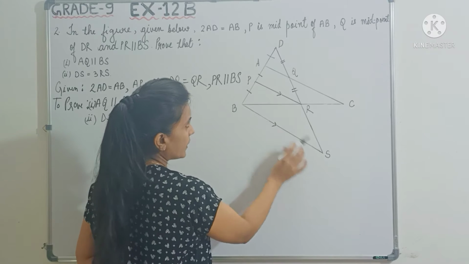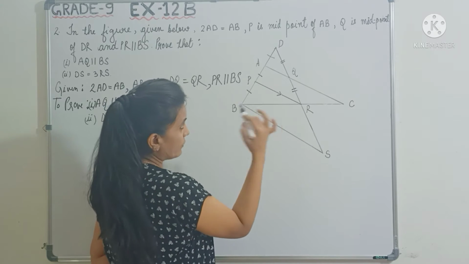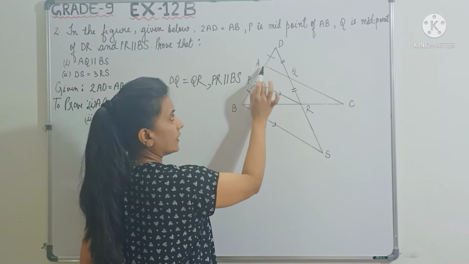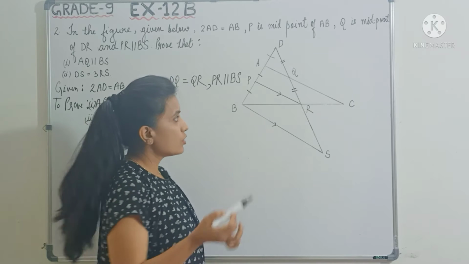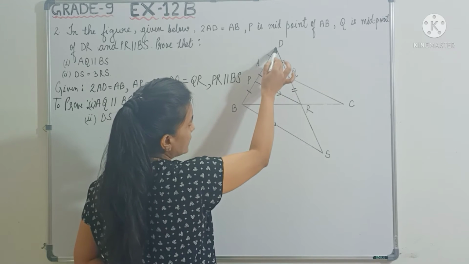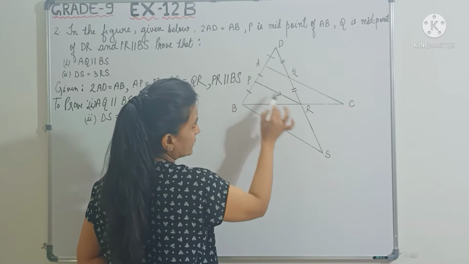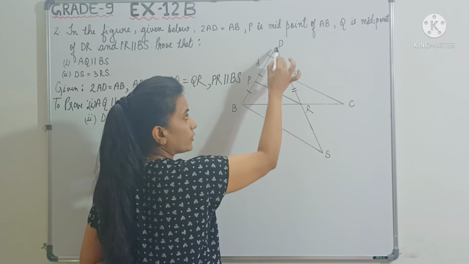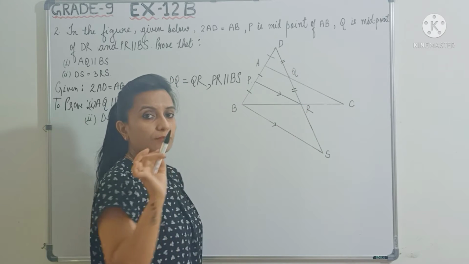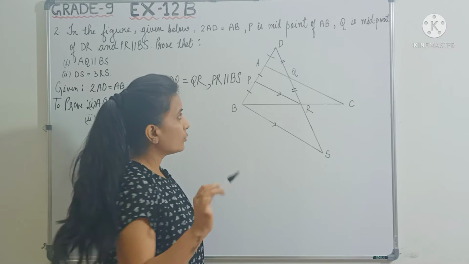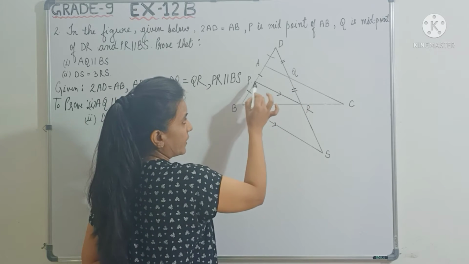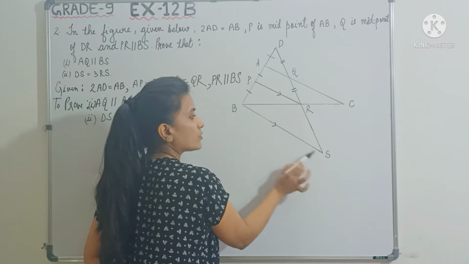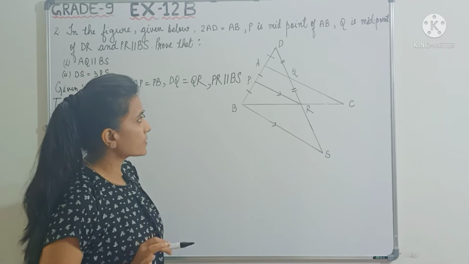Now BS is already parallel to PR. This is given. So if I show that AQ is parallel to PR, then indirectly AQ will be parallel to BS, right? So let's take triangle DPR. In this triangle, A is the midpoint of DP, and Q is the midpoint of DR. So from the midpoint theorem, we can conclude that AQ will be parallel to PR. And since PR is parallel to BS, even AQ will be parallel to BS. So the first part is done.